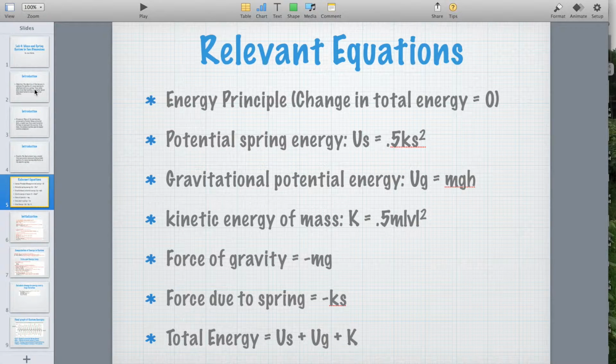the force of gravity, which is negative mass times the gravitational constant, spring force, which is the negative spring constant times the displacement, and for this lab, total energy, which is the potential spring energy, potential gravitational energy, and kinetic energy.